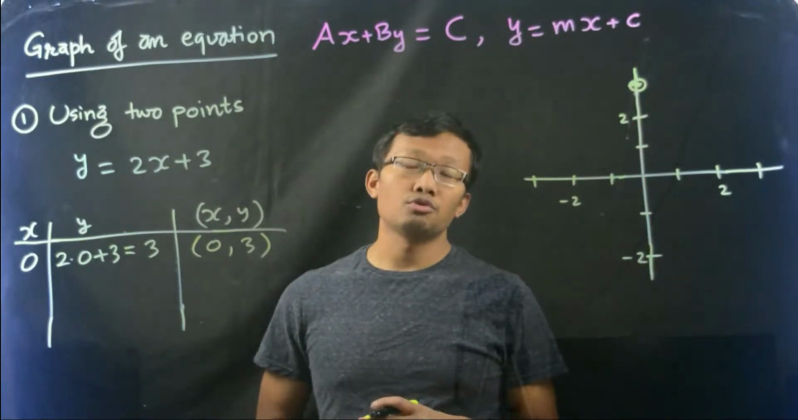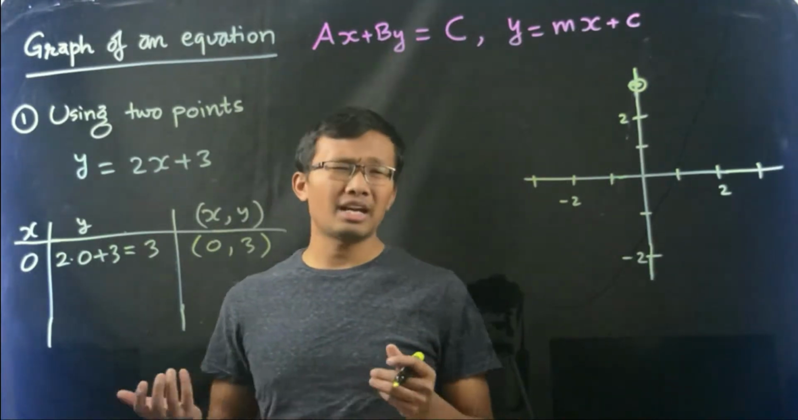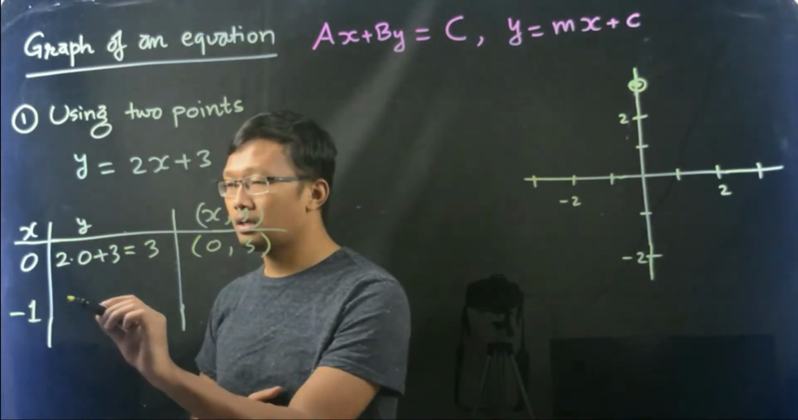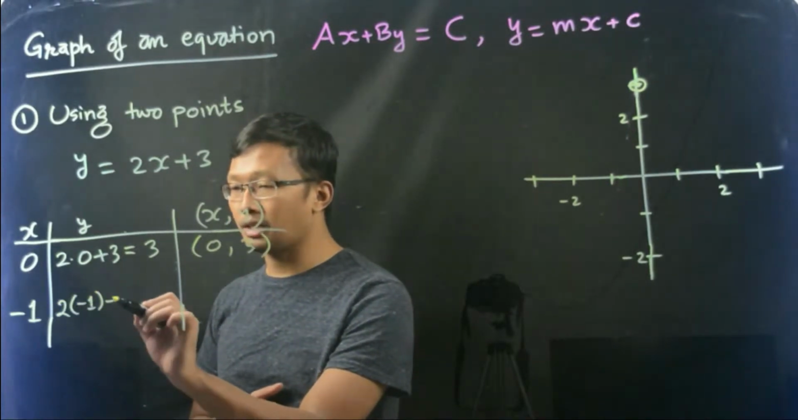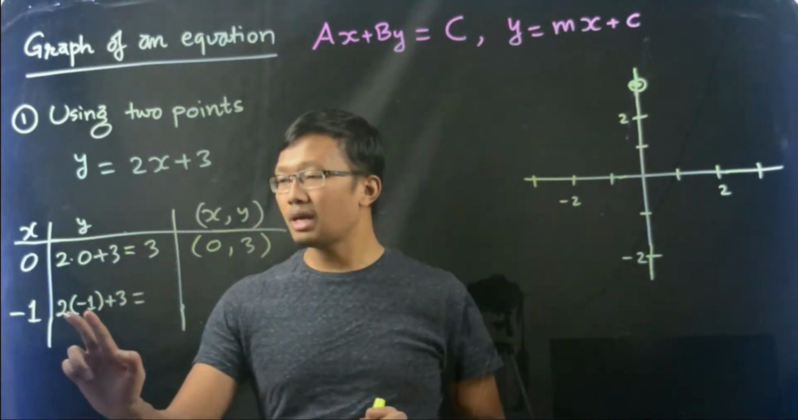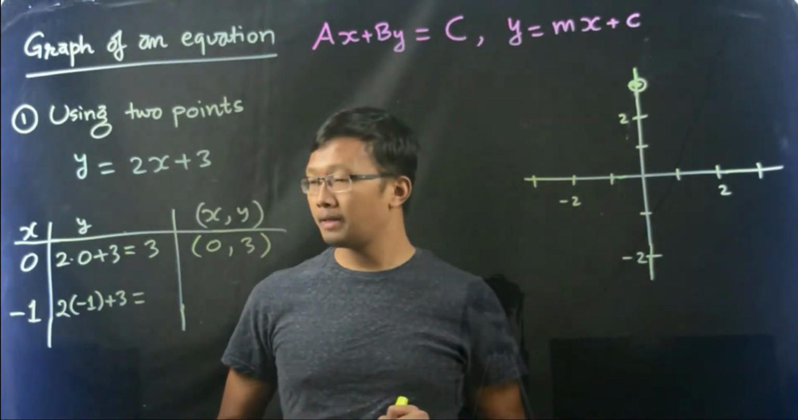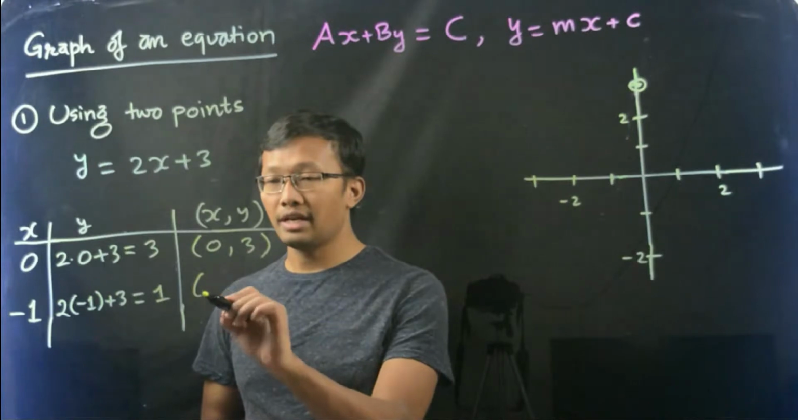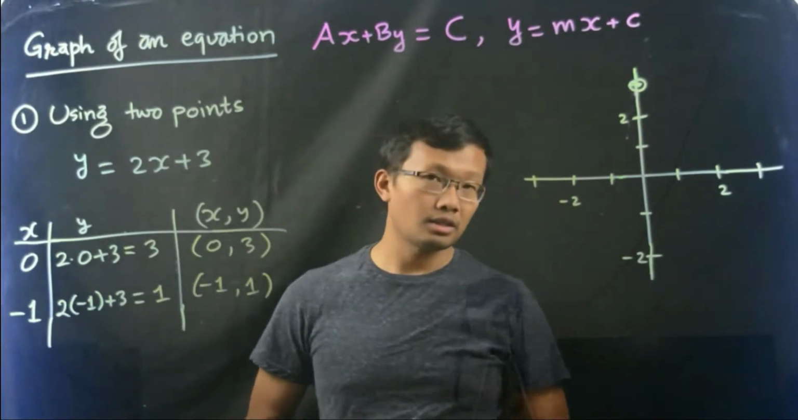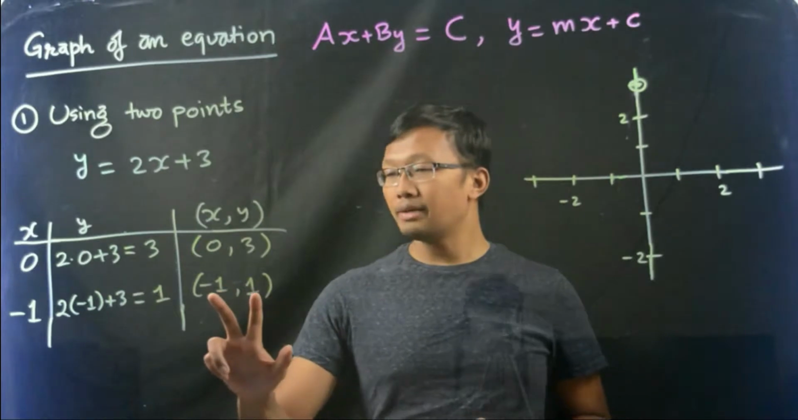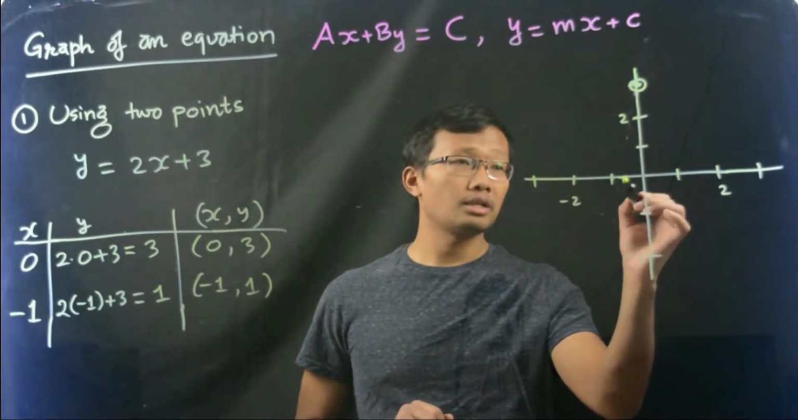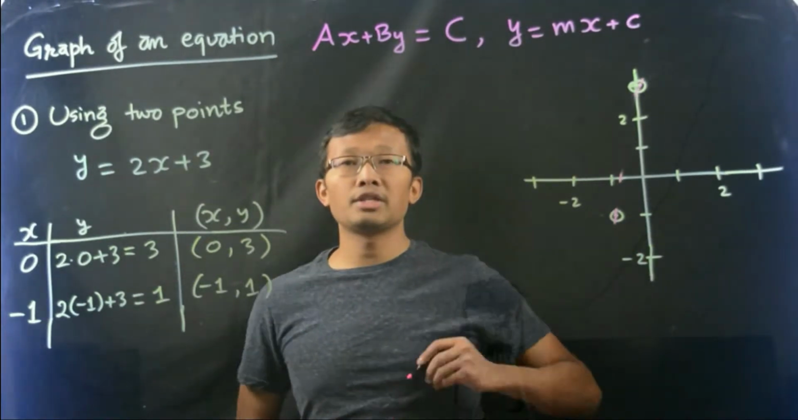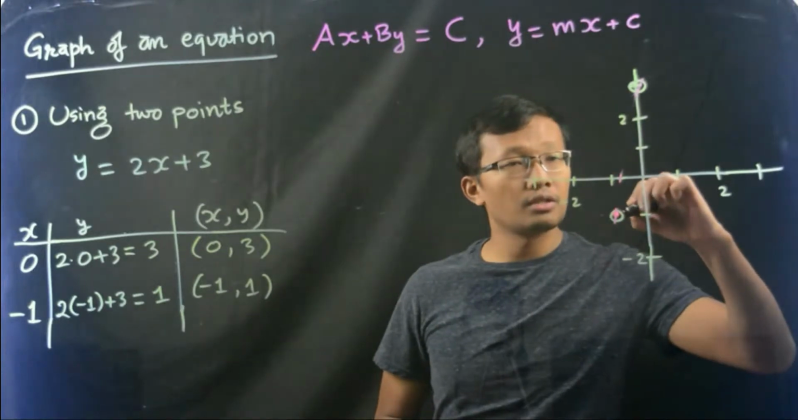Now we need to choose another distinct point. So for that, let me choose negative numbers. Let us choose it far apart. So negative 1, that is 2 times negative 1 plus 3 equals 2 times negative 1 is negative 2 plus 3 is 1. 3 minus 2 is 1. So negative 1 comma 1 is another ordered pair, another point. Negative 1 comma 1 lies somewhere here. Now let's join these two points.